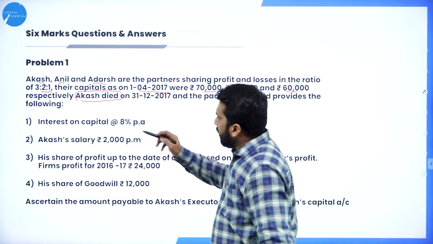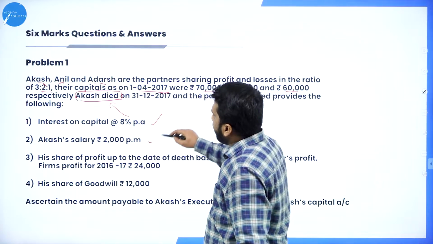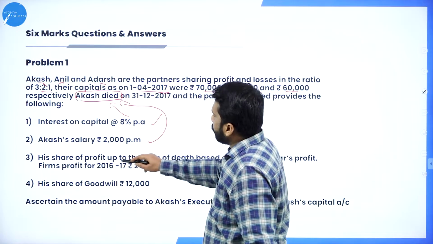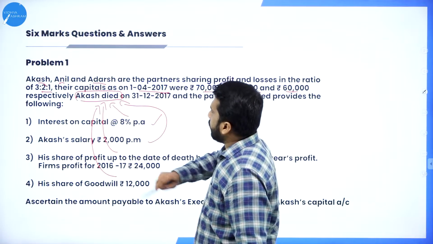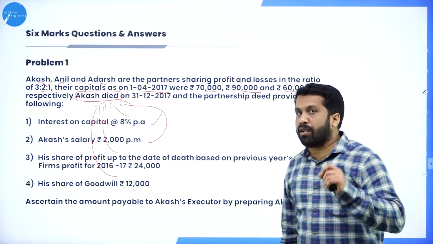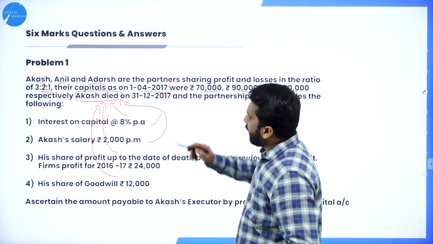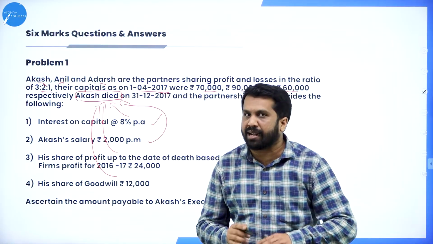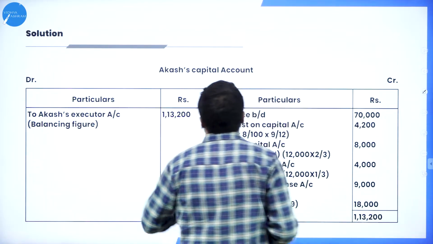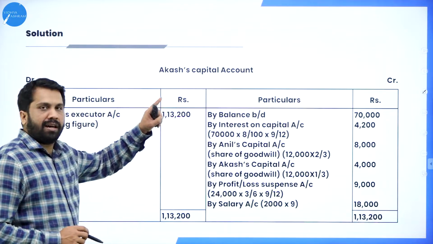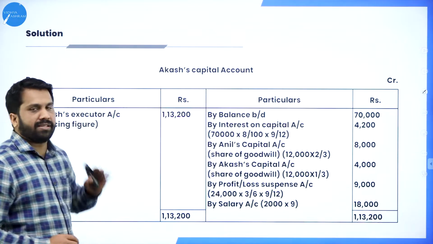Now, interest on capital 8% to Akash, salary to Akash, his share of profit, his share of goodwill. We have to calculate only for Akash. If you calculate all this, your death of a partner is done. I'll go one by one. First, I'll go with Akash's capital account. It will have particulars and amounts, debit as well as credit.